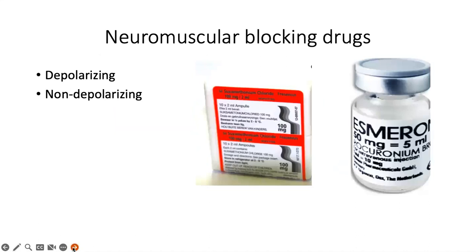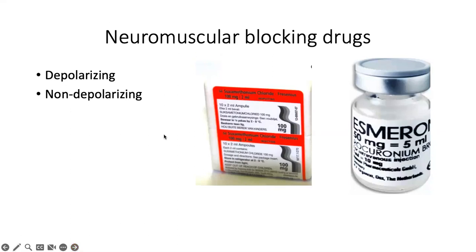So what are the drugs that work at the level of the neuromuscular junction? The main drugs that are available can be classified as depolarizing and non-depolarizing. There are different types of depolarizing muscle relaxants, but the main one in clinical use is succinylcholine, otherwise known as Sux or Scoline.